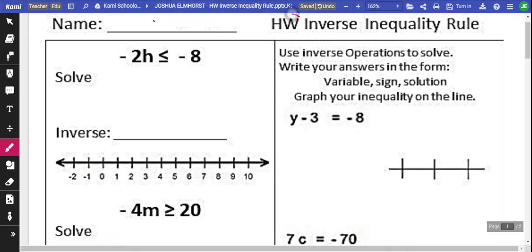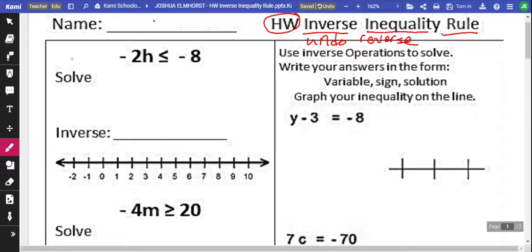Okay, we're going to take a look at the homework here for the inverse inequality rule. So inverse means undo or reverse. So we're going to reverse something that is going on in the inequality. So we're going to look at when and how we do that.